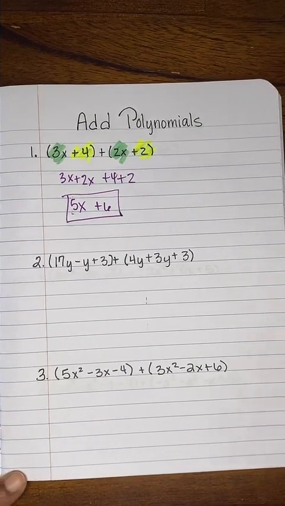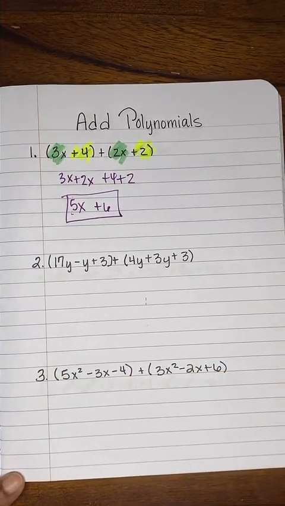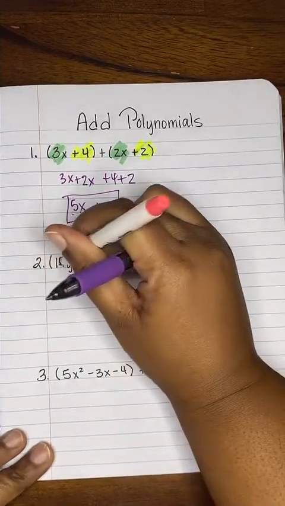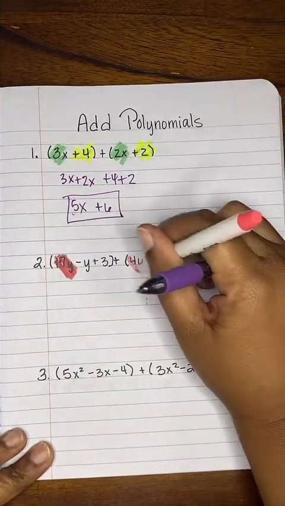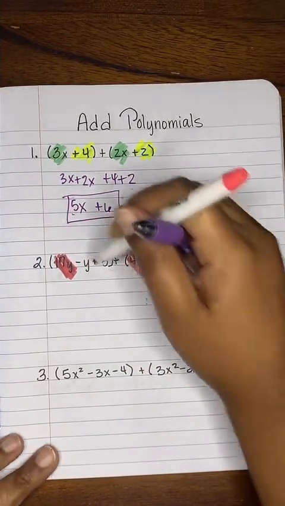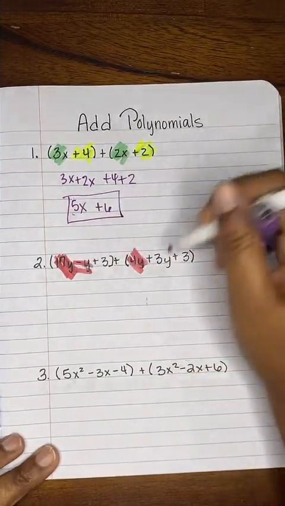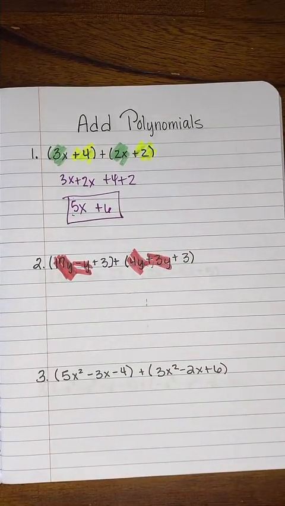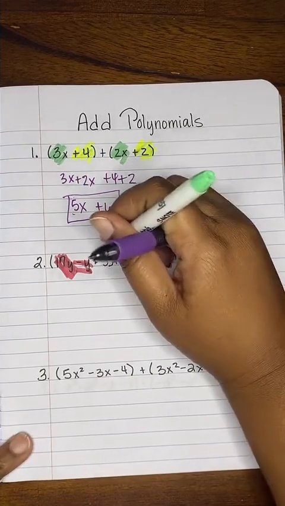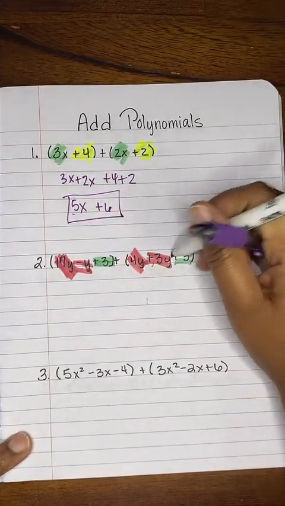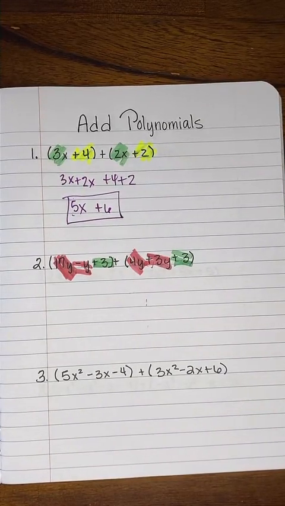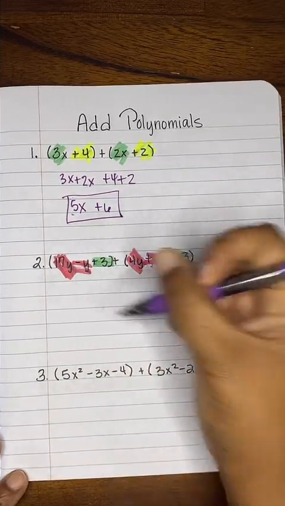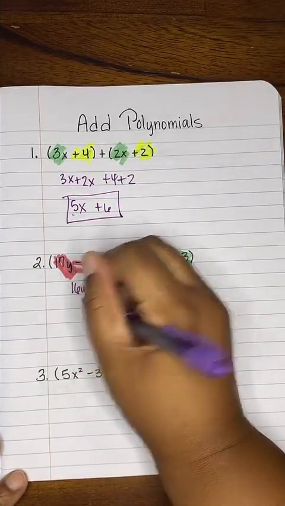Yep, that's perfect. So let's jump into number 2. Let's highlight our like terms. I have a 17y here, and I have a 4y, and I have a -y here, and a +3y here. My other like terms are this +3 and this +3. So we can first combine this. 17y minus 1y gives us 16y.